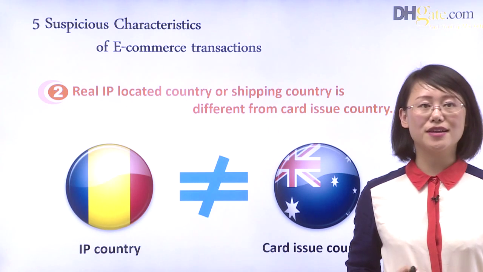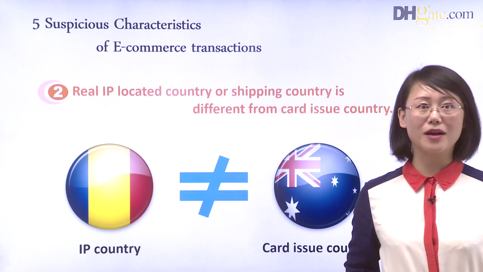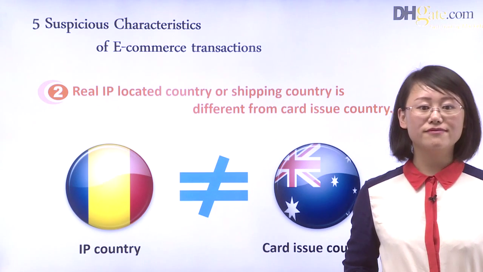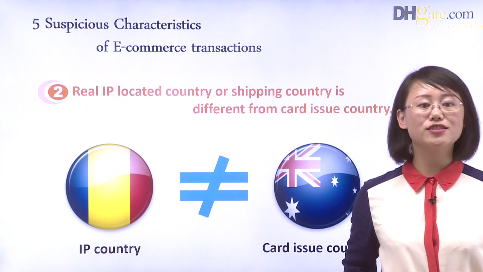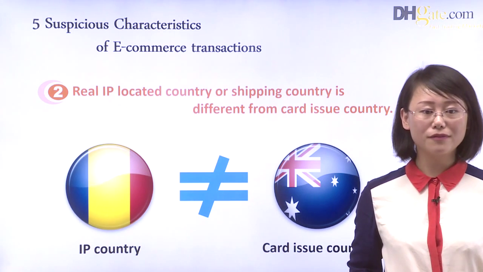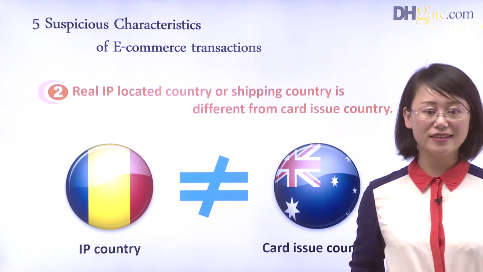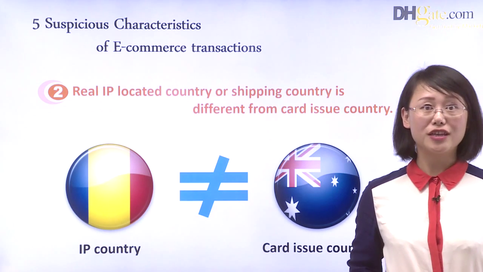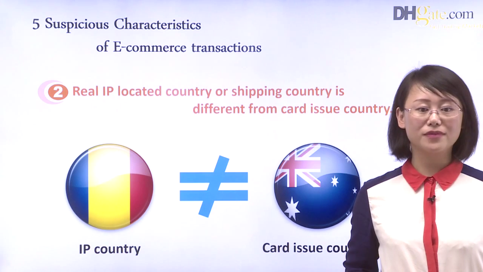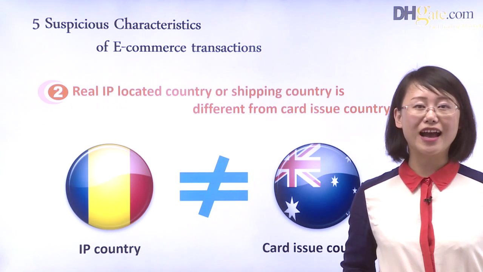The second one is that the real IP location country or shipping country is different from the card issue country. Sometimes fraudulent transactions in e-commerce are transnational. For example, a Ukrainian bought a credit card on the black market, and the credit card was actually issued to an Australian. When the criminal tries to use the credit card to purchase online, it will show a different IP location and card issue country.